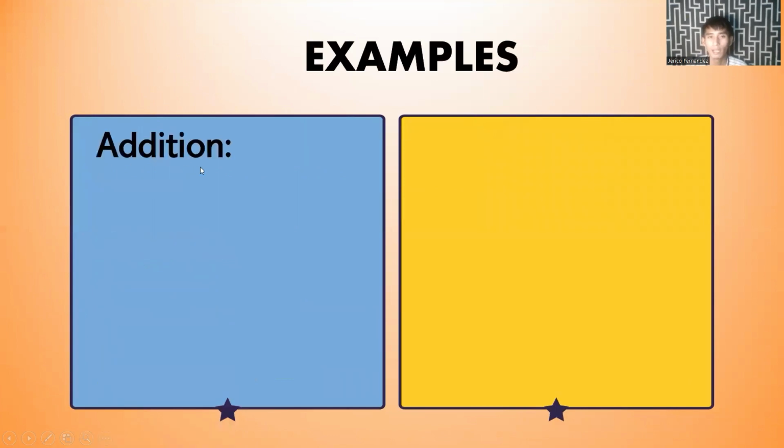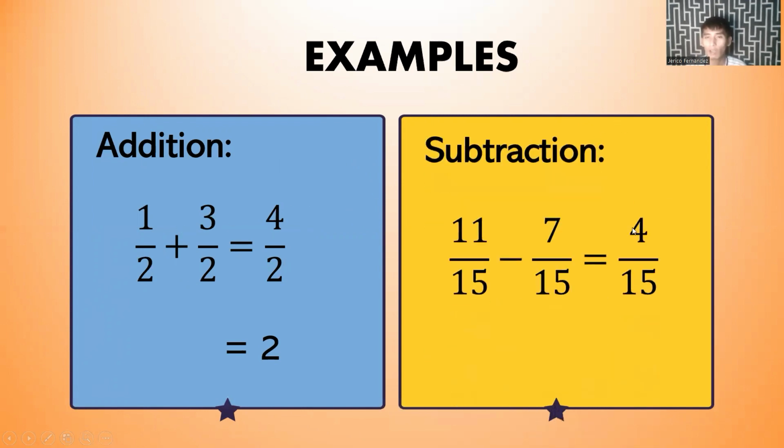Examples. Addition: 1/2 plus 3/2 is equal to 4 over 2. Kapag nakita natin, okay, this is the rule when we have like signs or like fractions. Ito yung rule kapag parehas ang denominator. Just do the rule on integers kapag parehas ang denominator. Copy the denominator and add the numerators. Ganun din sa subtraction, copy the denominator and do the subtraction of integers.